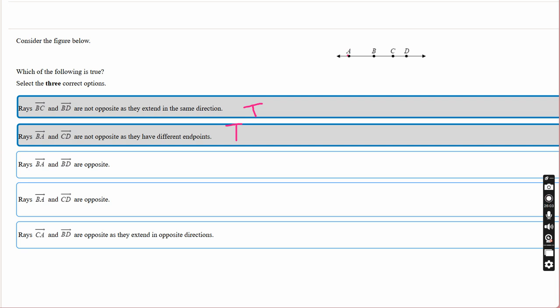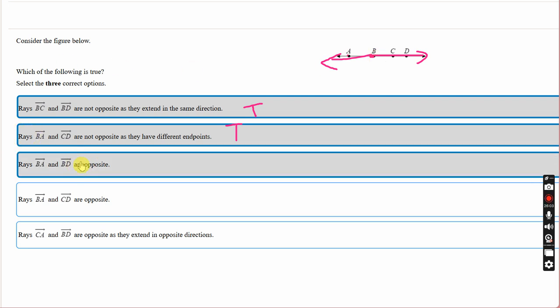The next one is BA and BD. From the same starting point, it's going to the other one. It's making a straight line. It has the same starting point. What is that? That is true. So that is an opposite ray.